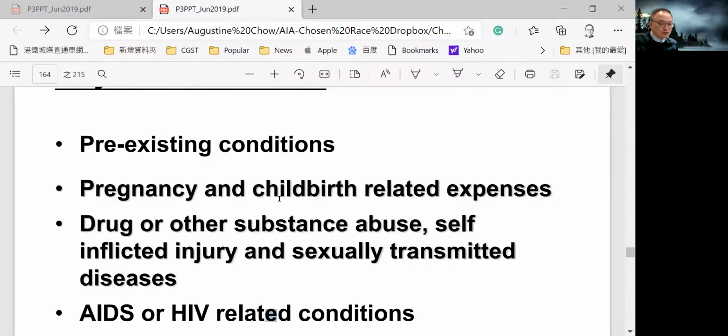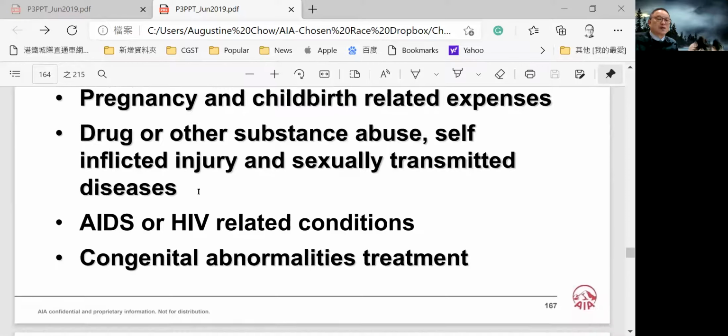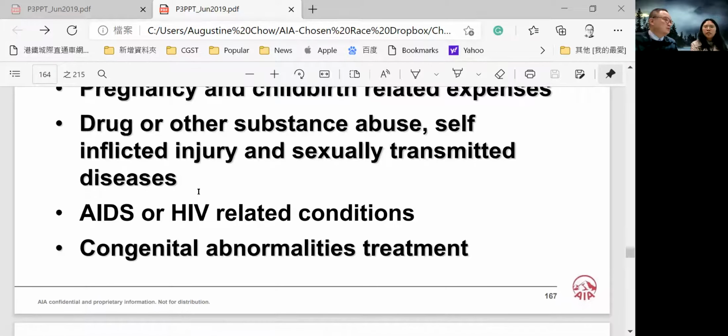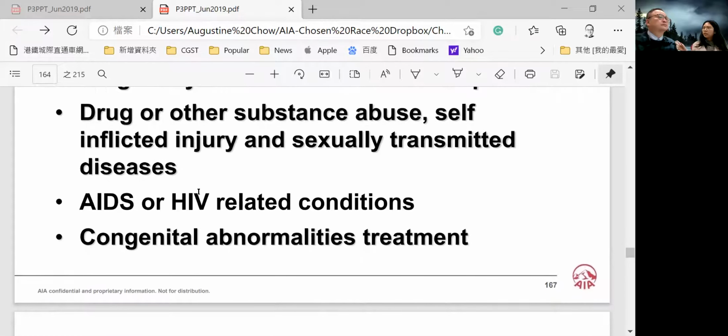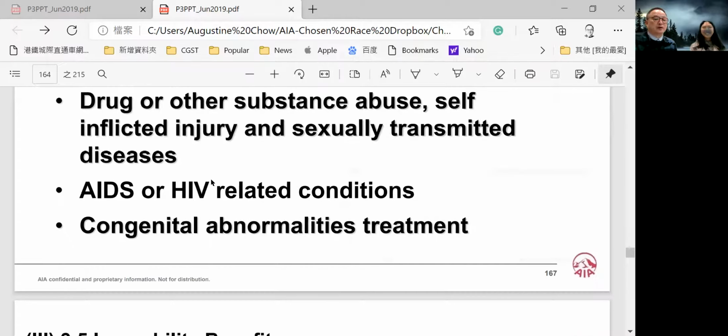So just know that an unborn child can be insured. Pregnancy can be insured. You can insure it before you are pregnant. But the pregnancy hospital expenses will not be covered, because pregnancy is not a disease. If she has complications after the birth, will the hospital expense be covered? No. Anything related to pregnancy and birth will not be paid.